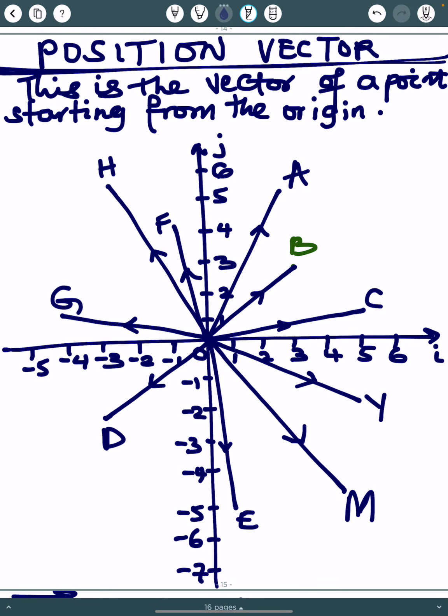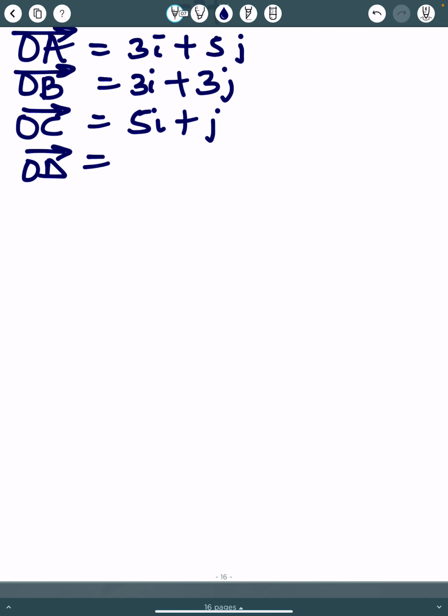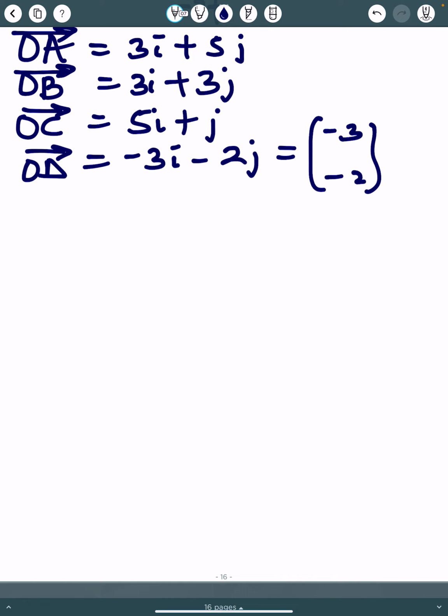Let's go to OD. From the origin, D is 3 units on the negative horizontal and what? Minus 2 units negative vertical. So that's minus 3i minus 2j. I hope you are taking note of the way I'm reading there. Coordinates minus 3i minus 2j. Don't forget that I could also write this like this, or write it like this, minus 3, minus 2. So any one of this is still the same. Well, let's not bother about this for now.